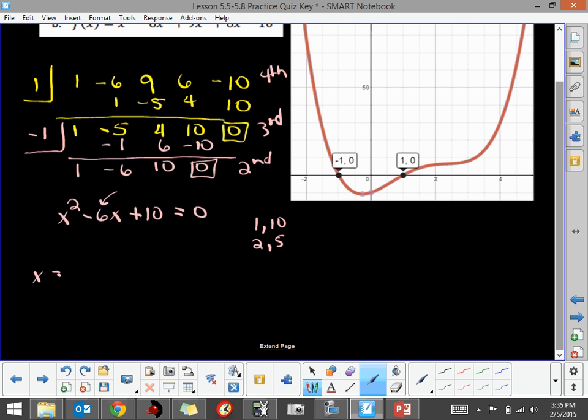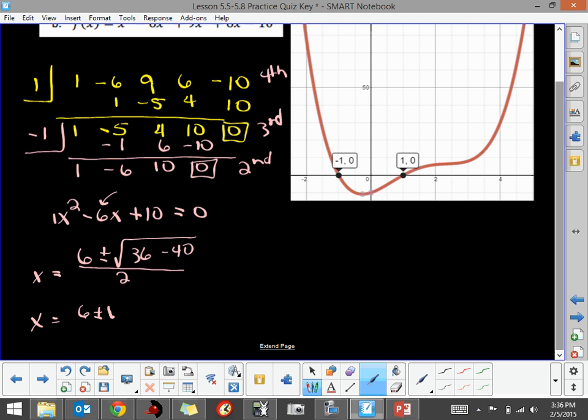So to find the values of x, I'd have to take the opposite of b, so that's the opposite of a -6 is +6, plus or minus the square root of 6 squared, which is 36, then minus 4 times a times c, so it's 4 times 1 times 10, which is minus 40, all over 2 times 1, which is 2. And I'm going to do some more simplifying, so that means x is 6 plus or minus the square root of a -4 all over 2.